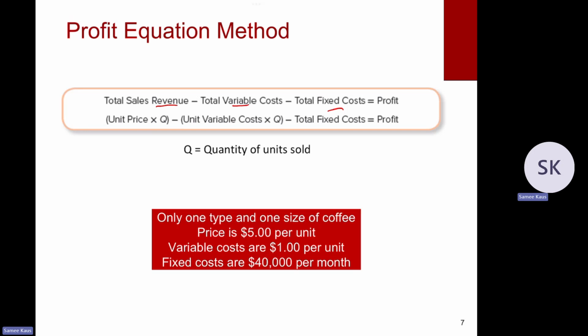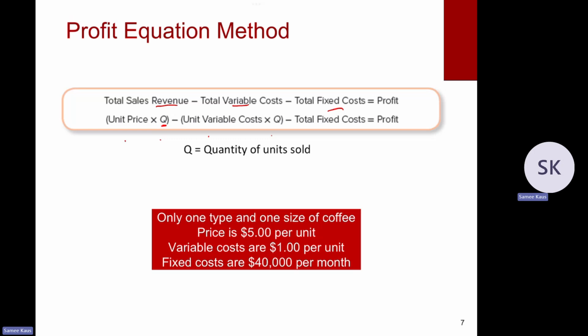The only thing I have to consider is, what if I'm actually given my quantities? So I need to say, how much am I charging per unit multiplied by my quantity? How much do I have in variable cost multiplied by my quantity? I have to subtract out some level of fixed cost here, and that's going to give me my profit.